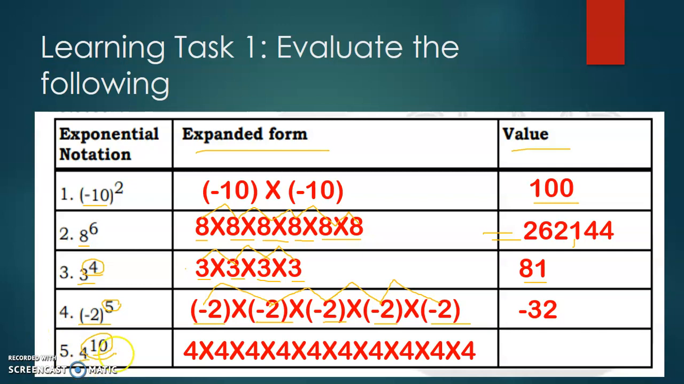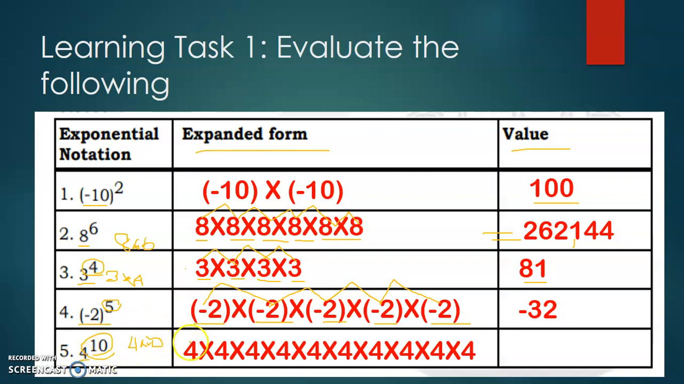Kadalasan dito nagkakamali ha, makinig kayo kasi usually ang pagkakamali dito kasi ang ginagawa nila, ang base minumultiply sa exponent. Ibig sabihin, instead na base lang ang makikita mo sa ating expanded form, ang nilalagay nila 4 times 10. Ang nilalagay nila dito, 3 times 4. Yan ang kadalasang mistake yan. 8 times 6. That is a no-no. Sa expanded form, isang number lang ang makikita mo dyan. That is the base.